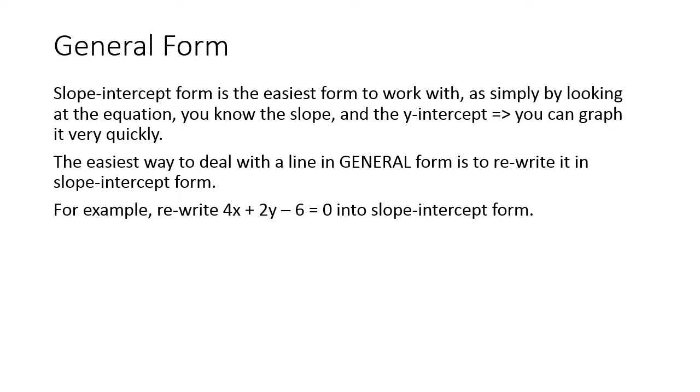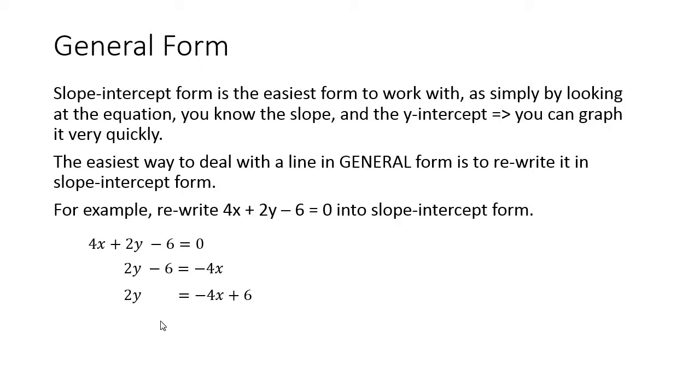For example, rewrite 4x plus 2y minus 6 equals 0 into slope-intercept form. So that's what we're starting out with in general form. And so how do we write this in slope-intercept form? We just need to isolate y. So let's use a bit of algebra here. Let's move our 4x from the left-hand side to the right-hand side. So subtract 4x from both sides. And then add 6 to both sides to get rid of that negative 6 on the left-hand side.